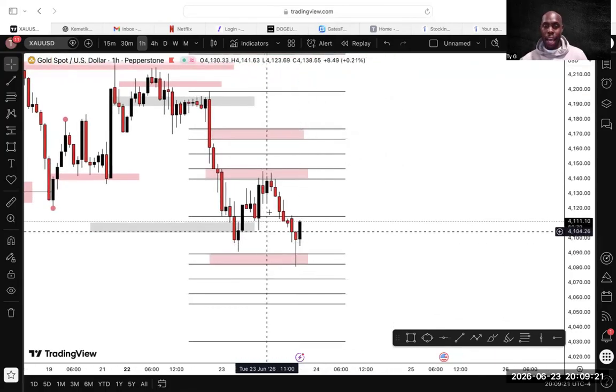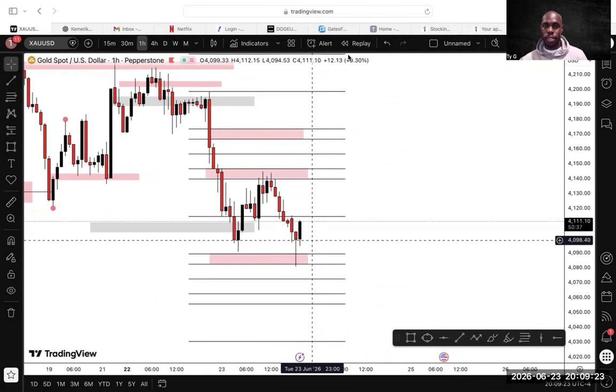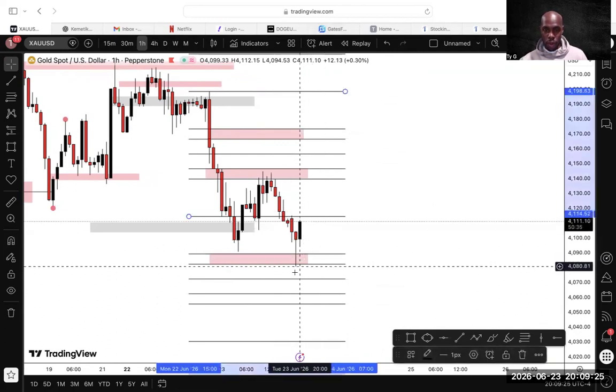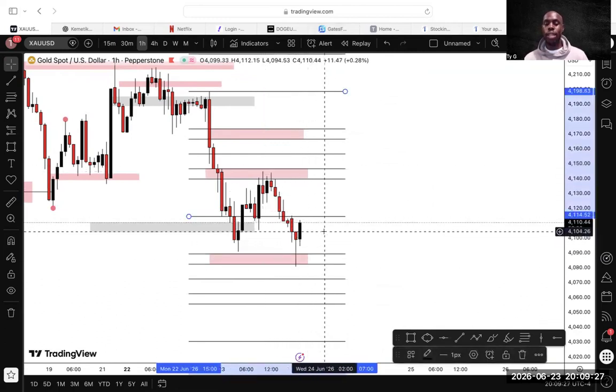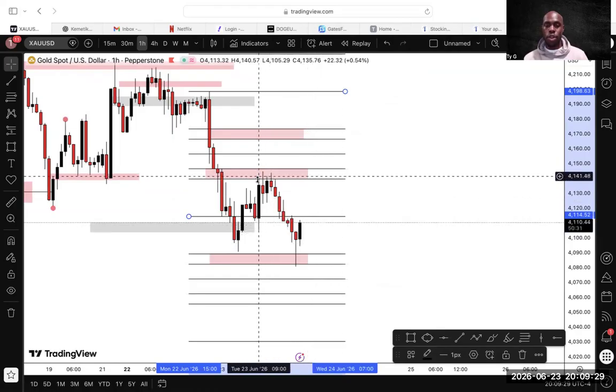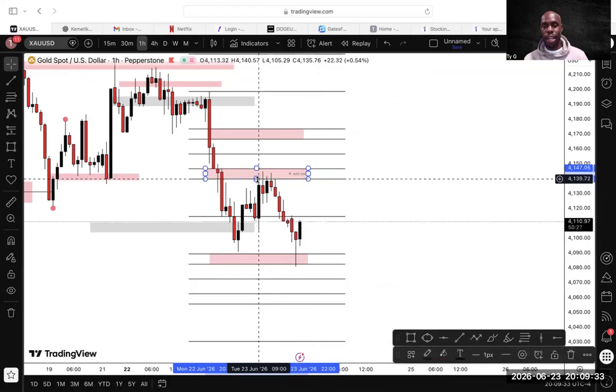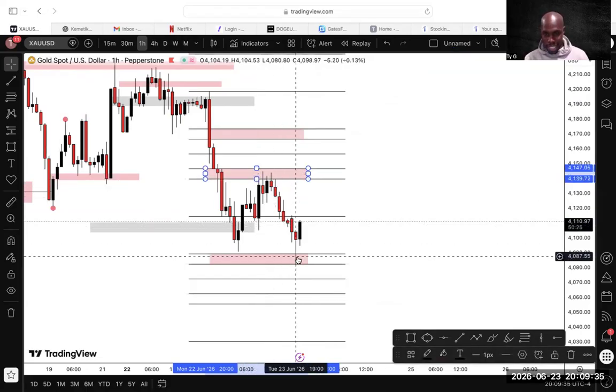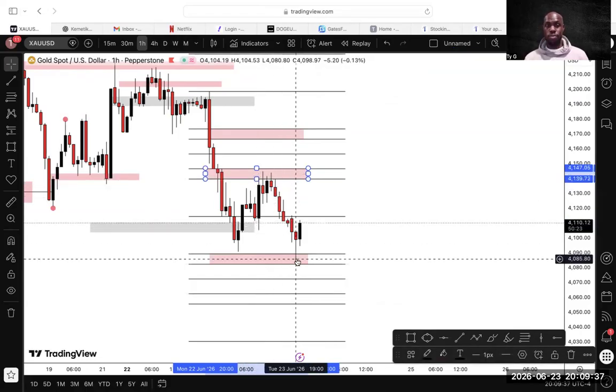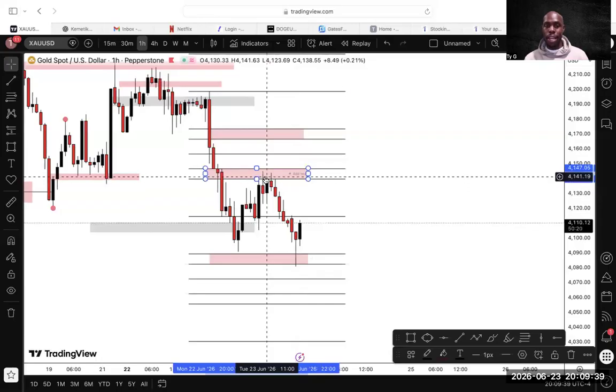That means I now have presented myself with what? A low and a high. But I can't map that out until what? This candle closes. So for my intraday people, if you're too antsy, like, man, Tom, I'm trying to catch the move, you missed it. This was your move.